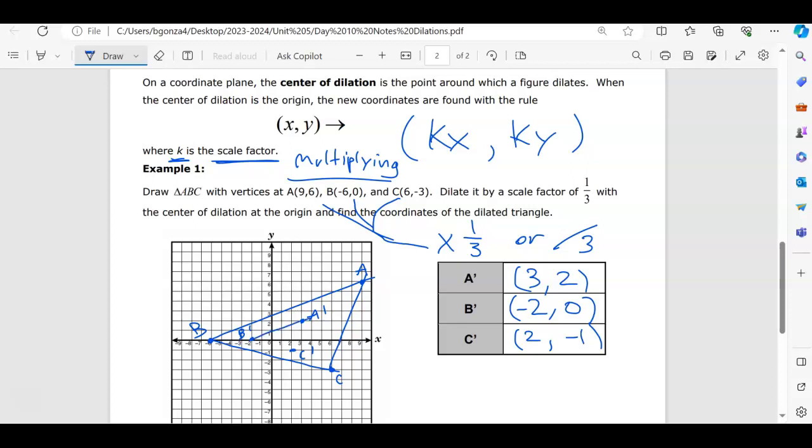Doesn't this new triangle look like it's 1/3 of the original? Divided by 3. Every length is 1/3 as long. Centered on the center there.